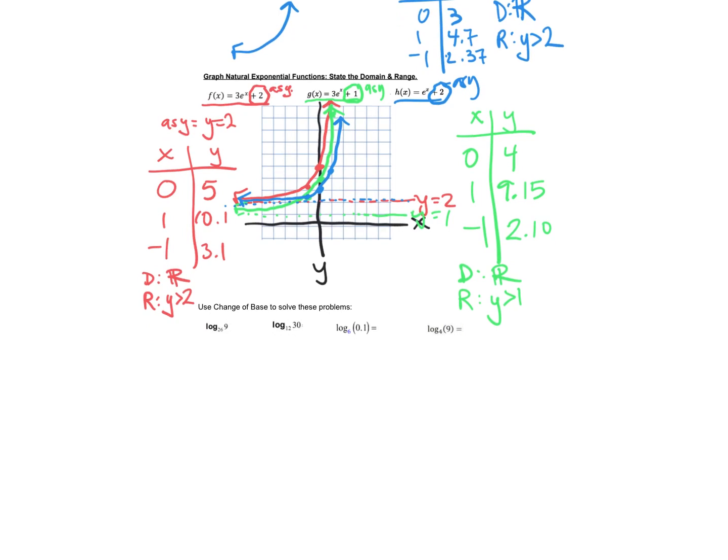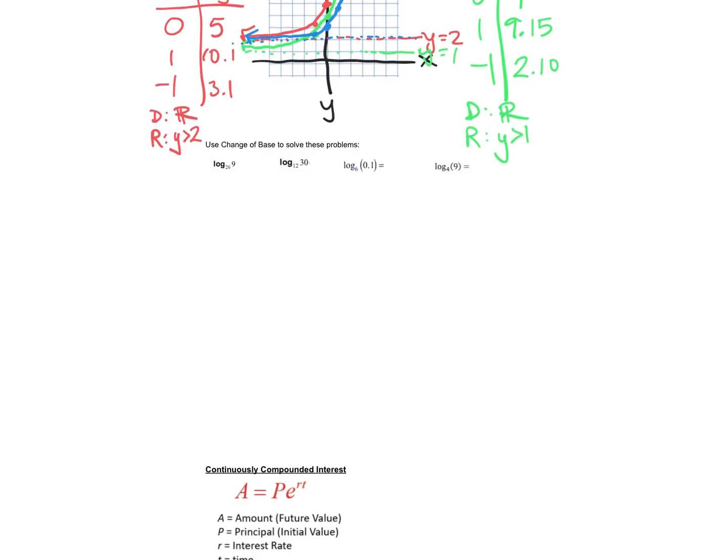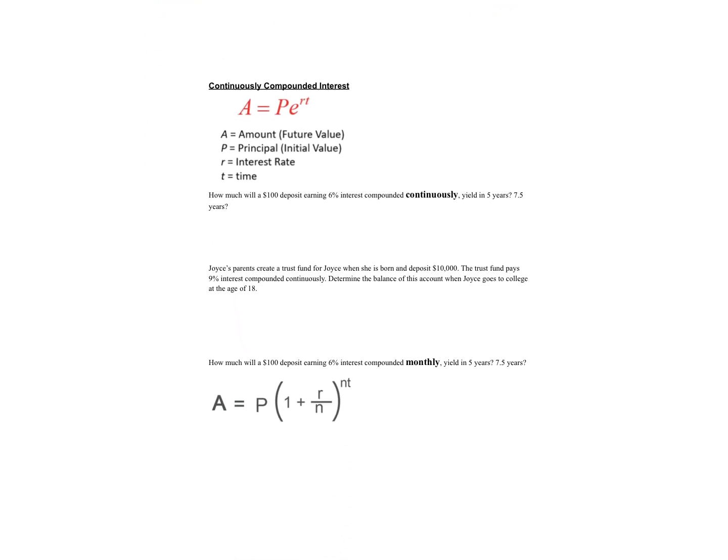And you guys had that on your homework, so we're going to skip those, which is fine. We're going to turn to the continuously compounded interest formula, which has e in it. Now, this is an important formula for banking and finances. And when you use this formula, A equals P times e to the rt, we're going to call this the PERT formula.